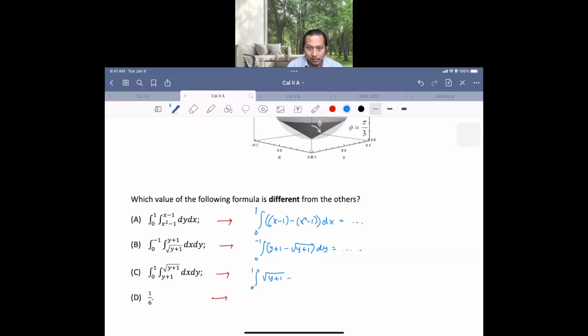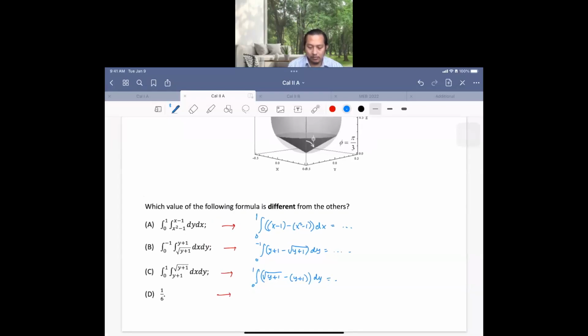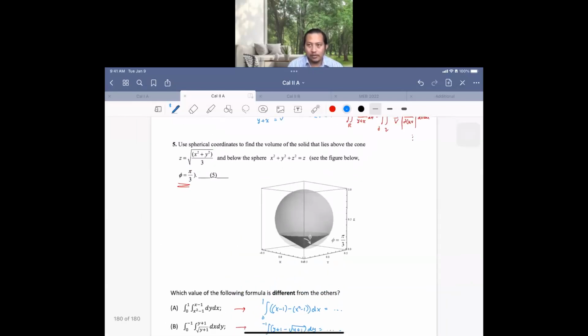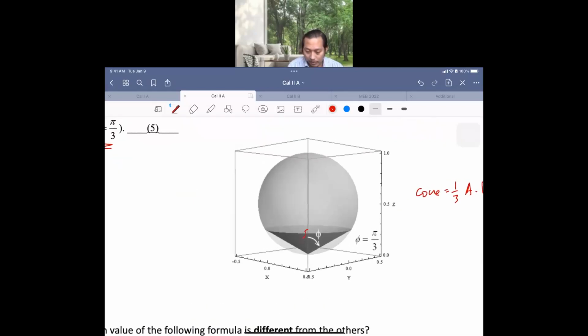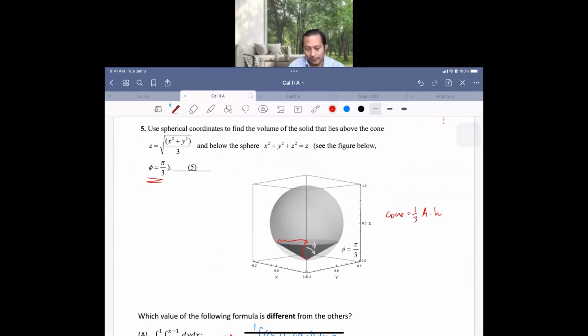And I think this is not difficult for this one. Yeah, for the second one here, this sphere, a little bit complicated. You need to utilize the cone. Okay, cone. Cone is 1/3 area and height, right? So you need to find the height, the radius here for the cone.